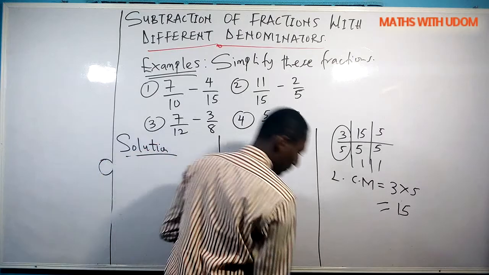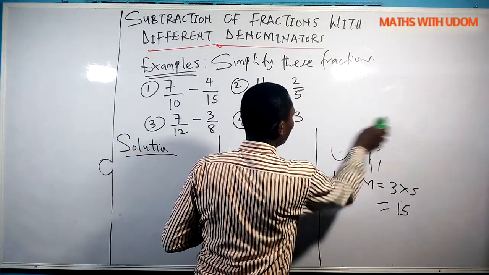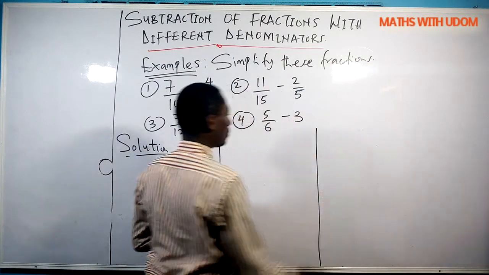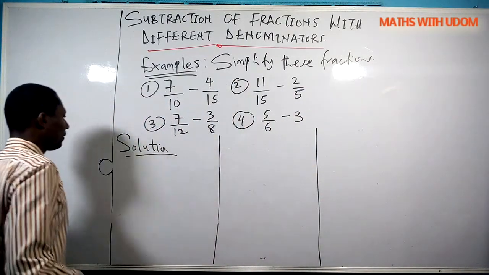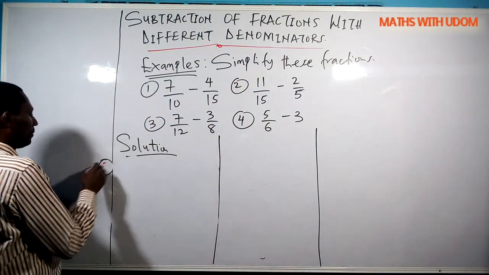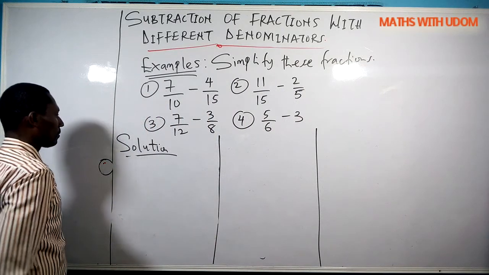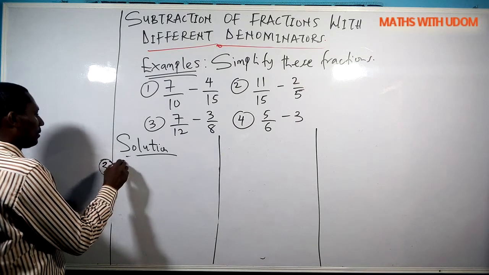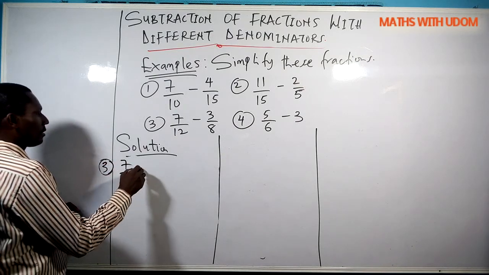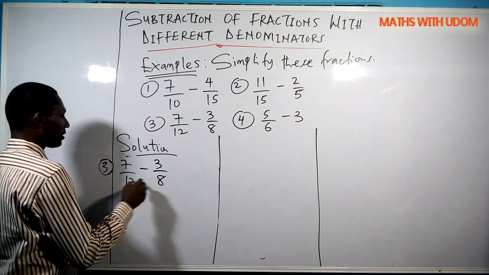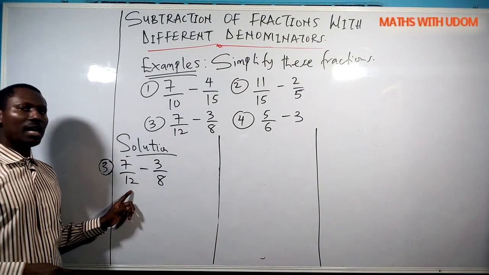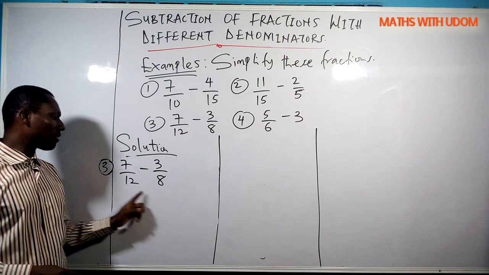Example 3. Let me use this one. So what do we do here? For example 3, we have 7 over 12 minus 3 over 8. So the first thing to do is to find the LCM of 12 and 8.